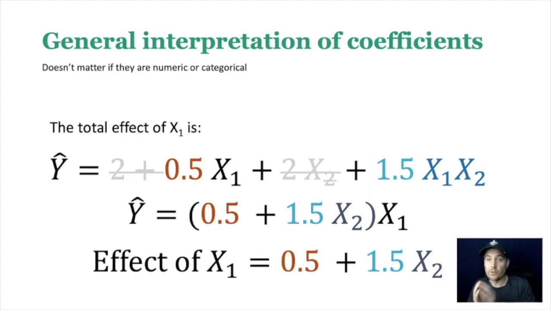What about when x2 is 2? Well, we plug in a 2 there, and we get 2 times 1.5, which is 3, plus 0.5, so we get 3.5. So the effect of x1 when x2 is 2 is 3.5. So how do we interpret that in context? Well, we'd say for a 1 unit increase in x1, there's a 3.5 unit increase in the outcome, y, when x2 is equal to 2. Hopefully this is starting to make sense.